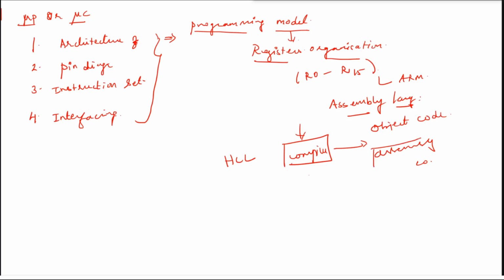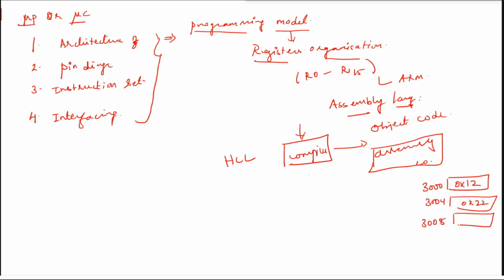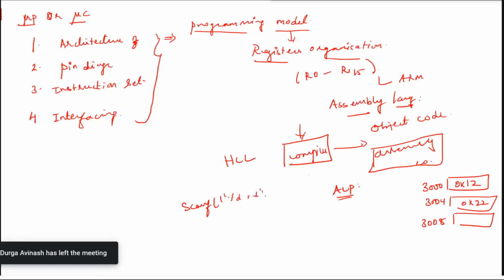When you want to write an assembly code, assume that I need to add two numbers. So what will you do? Say, for example, at memory address 3000 I have data 0x12, and at 3004 I have other data 0x22. Now I need to add them and place the result here. I'm asking you to write an assembly language program. In a high level language it is very simple: you just write %d %d, get A and B, add them, and then print the result. That's it. Now the question is here.